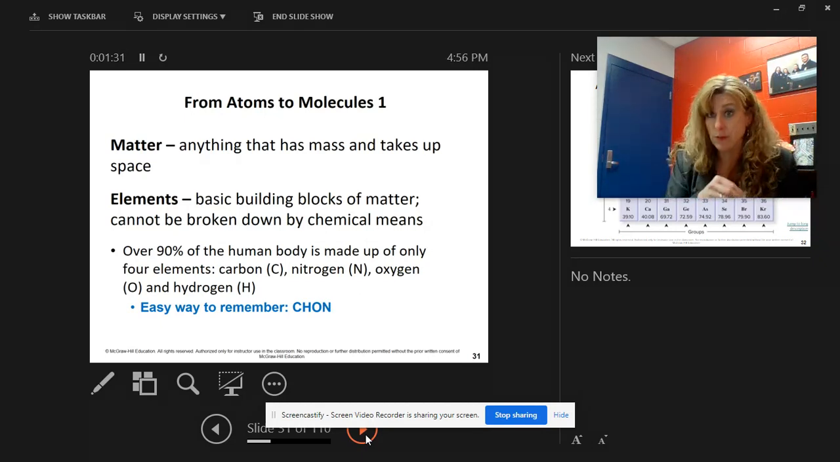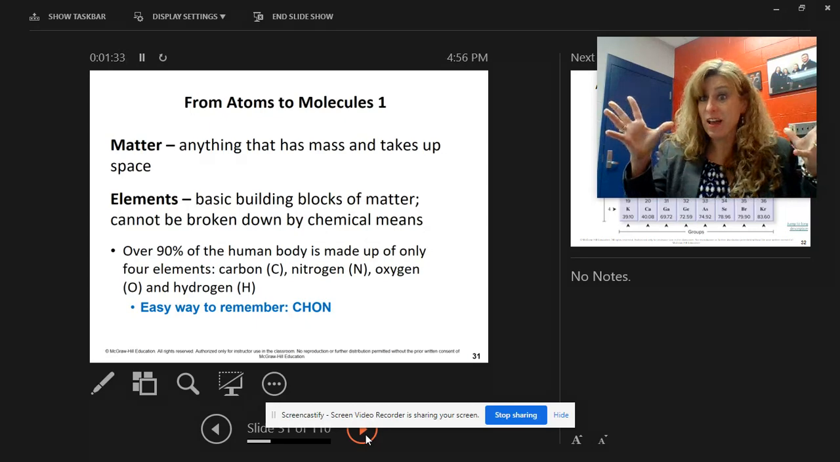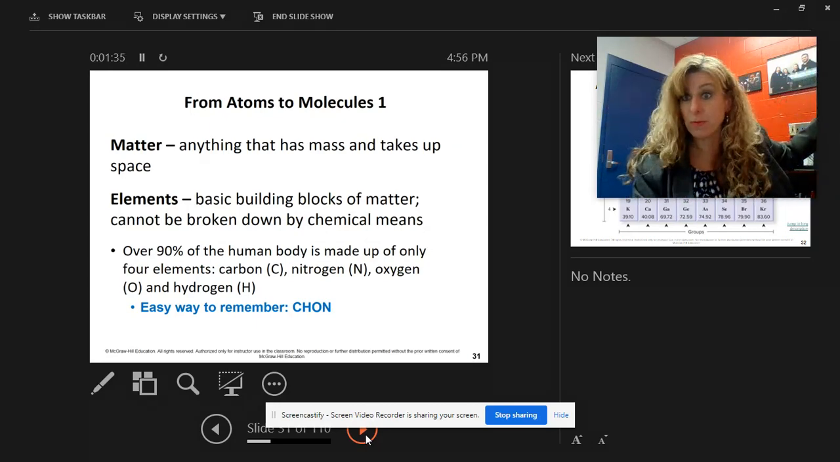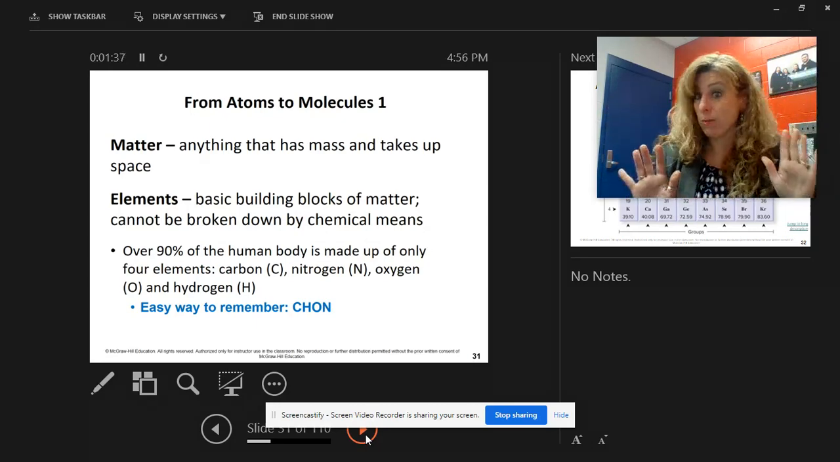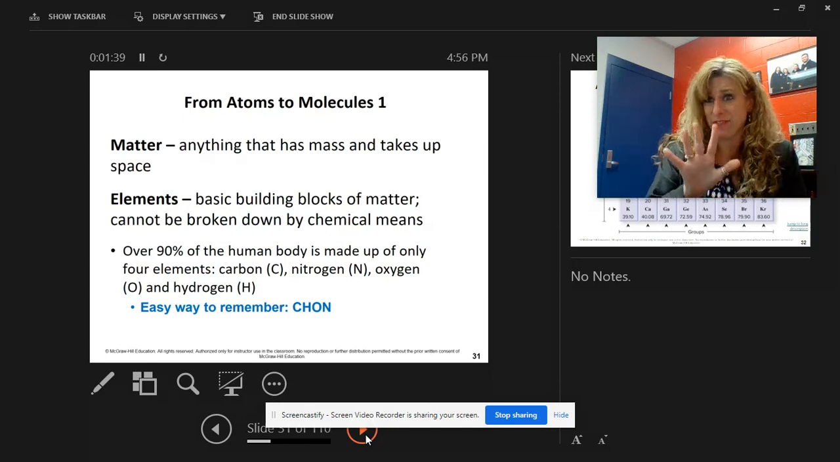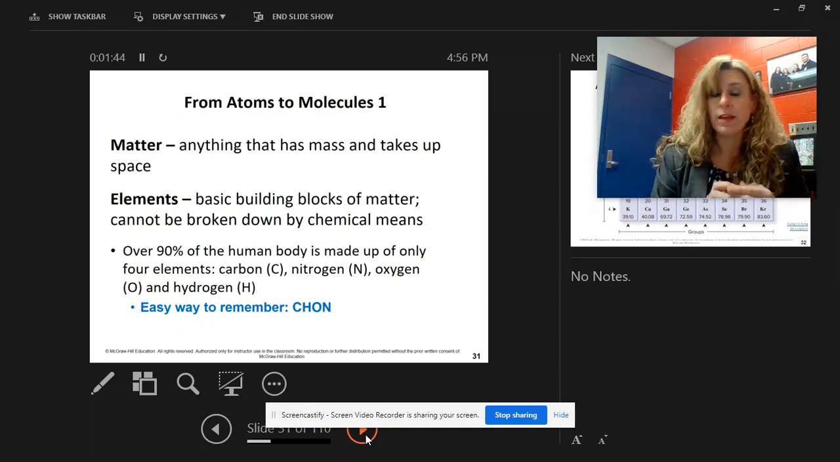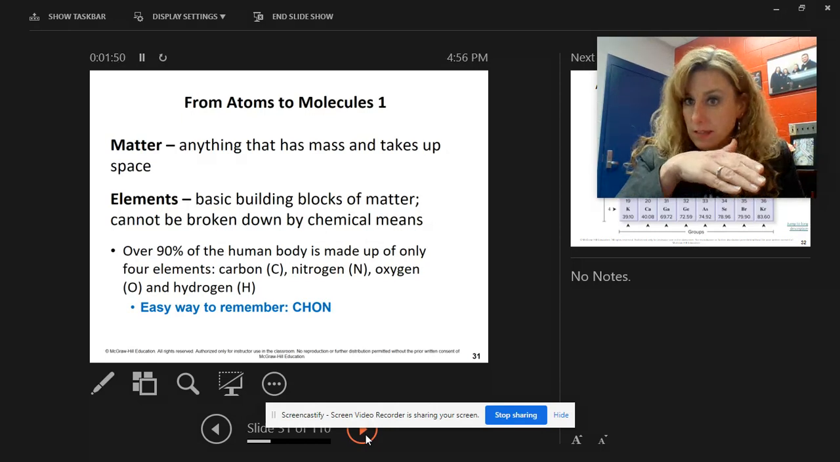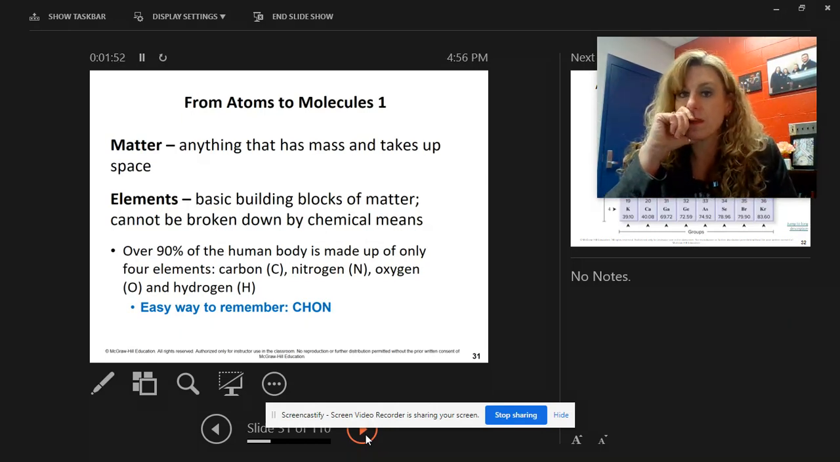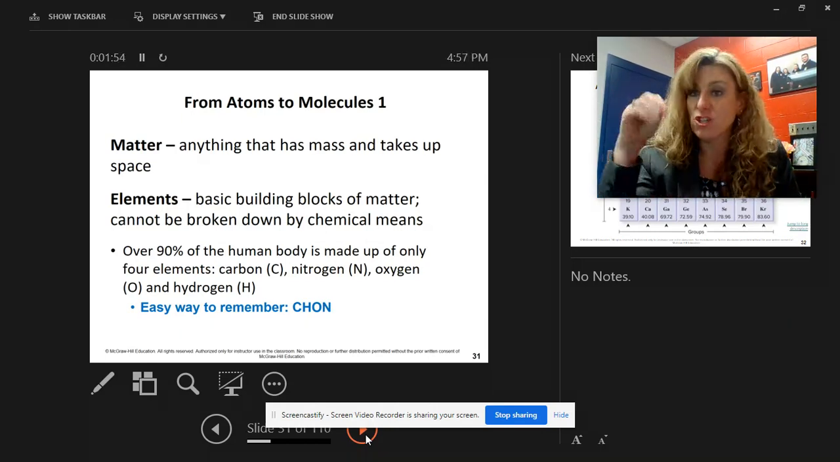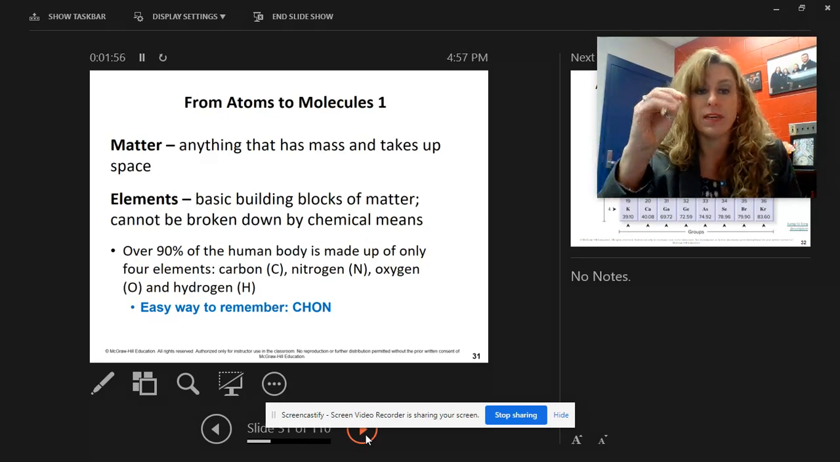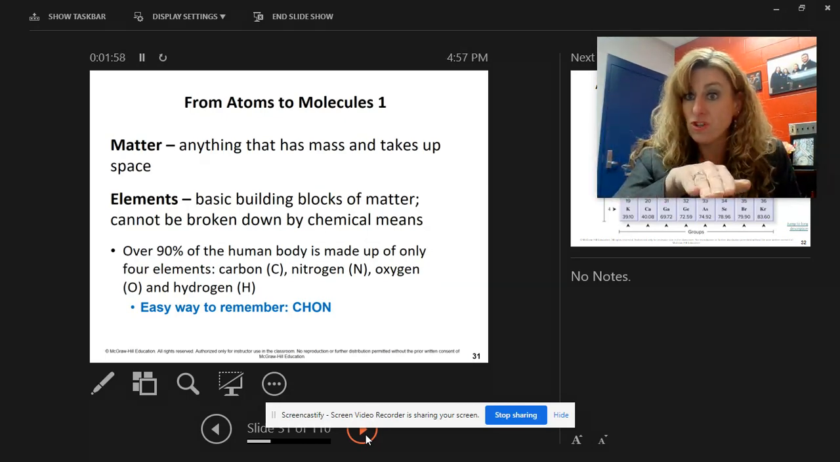Elements are just your basic building blocks of matter. There's a lot of elements on those big periodic tables that were in your science classrooms. I don't care about most of them. I care about 5. And the most important one is carbon, and then hydrogen, nitrogen, oxygen, and phosphorus, even though it's not on this slideshow. I remember those by calling it CHON P. Easy to remember, that's why I put that in the blue, CHON.